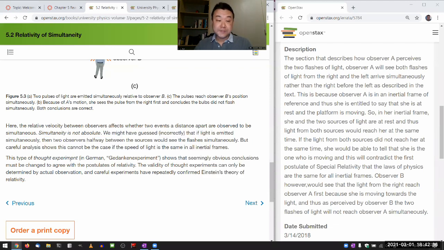This type of thought experiment, in German, Gedanken experiment, shows that seemingly obvious conclusions must be changed to agree with the postulates of relativity. The validity of thought experiments can only be determined by actual observation, and careful experiments have repeatedly confirmed Einstein's theory of relativity. And this is what I mean that the second postulate is true. It's been repeatedly tested, and the conclusions that follow from the second postulate have been confirmed over and over again, which is the basis on which we say the second postulate is true.